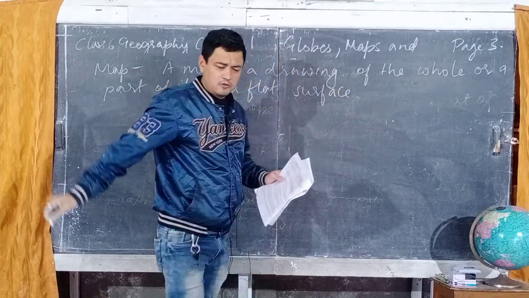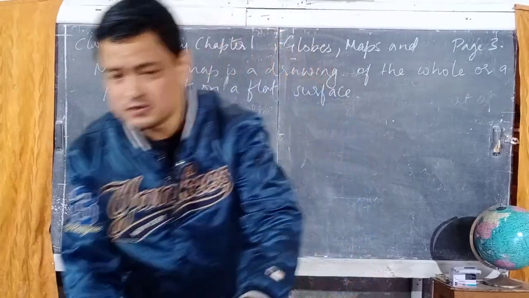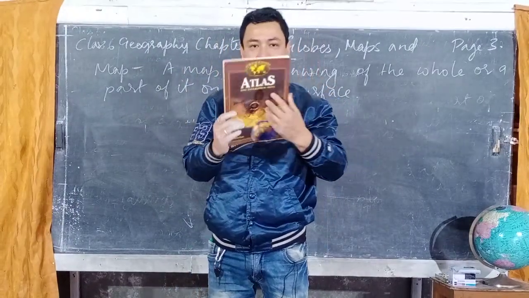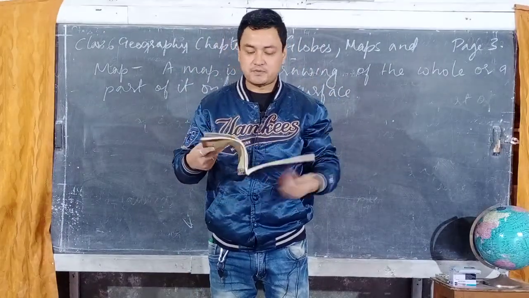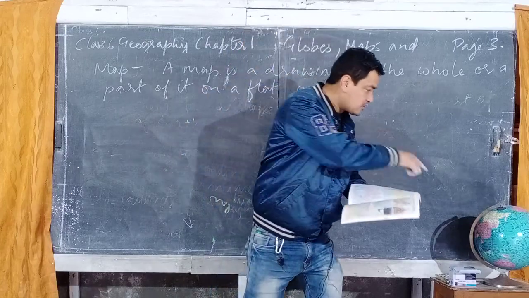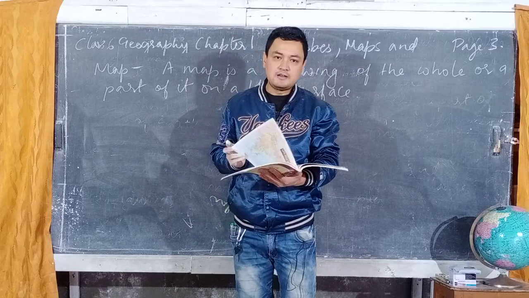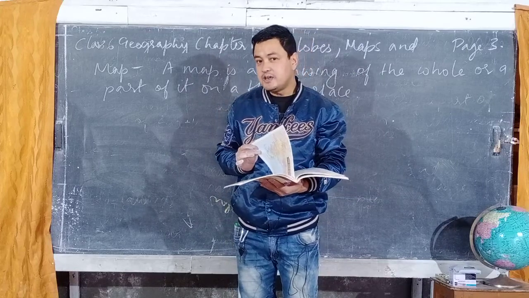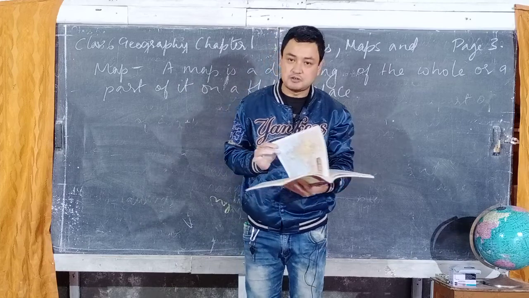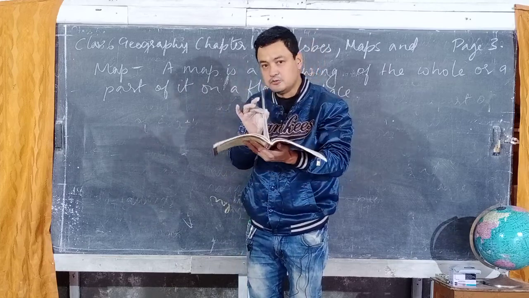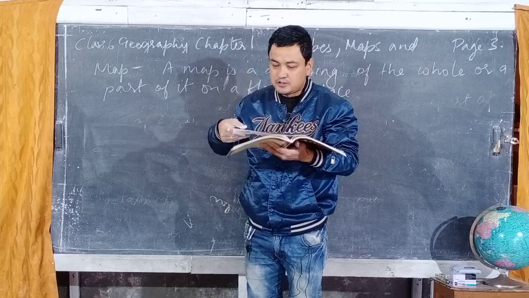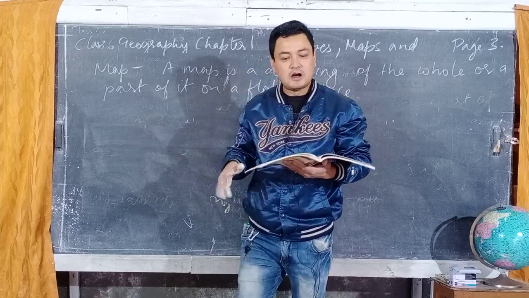Now, what is a flat surface? Just want to tell you. Let's take for example, this is an atlas. If you look at this atlas, you will find pages here. Now, if you look at the page and compare it with a globe, you find a globe is a 3D figure. Last time I told you that a globe is a 3-dimensional figure, whereas a map is a 2-dimensional figure. It is a flat piece of paper. This is a flat piece, no? Are you getting my point?